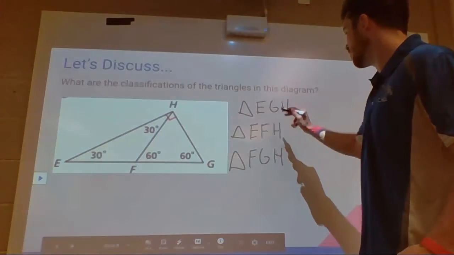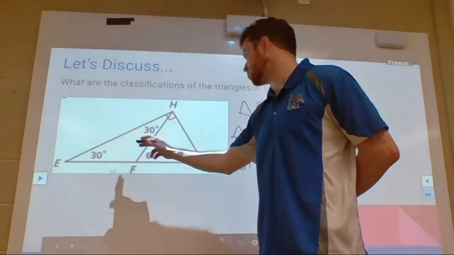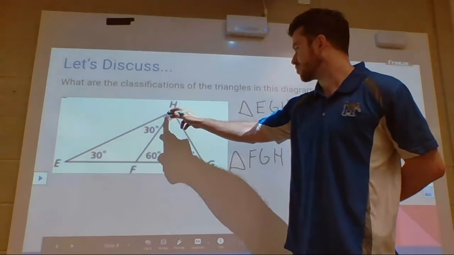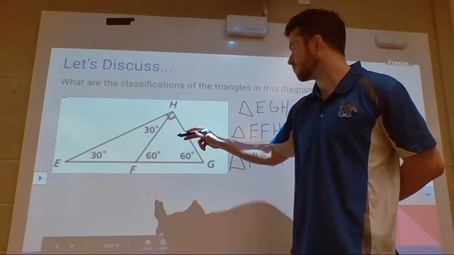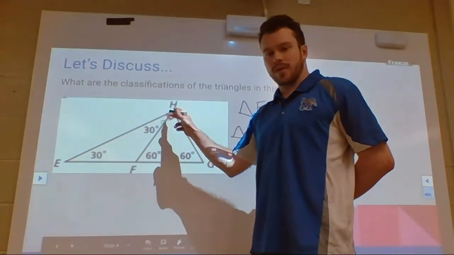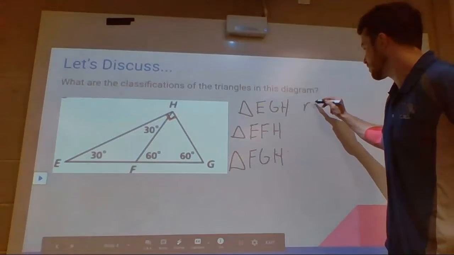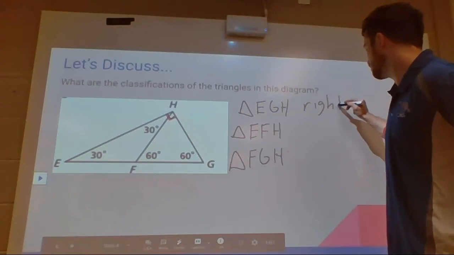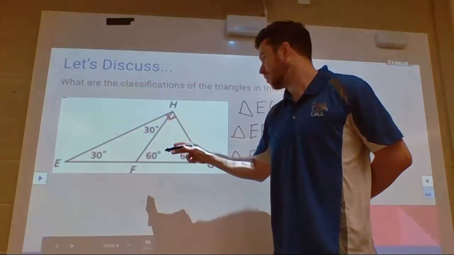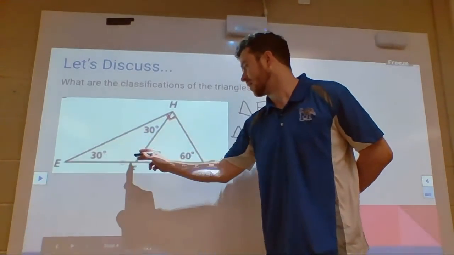So I'll start with triangle EGH. Well, the angles of triangle EGH are 30, 60, and look, at H we have a 90-degree angle here. So because we have a right angle in that triangle, that right angle makes it a right triangle. So we'll say this is a right triangle. For EFH, well, it looks like we have an obtuse angle at angle F.